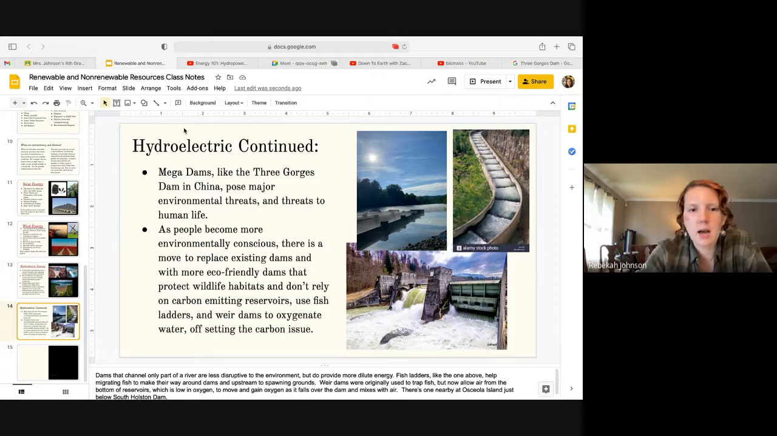So continuing on, I told you about the Three Gorges Dam and the problem there, but people are becoming more environmentally conscious. So the things that are coming in place to kind of help make dams a little bit more efficient are, you know, things like this, where we see this is a diversion. We see part of the river being used to generate electricity, and it's using the natural flow of the river versus creating a reservoir.